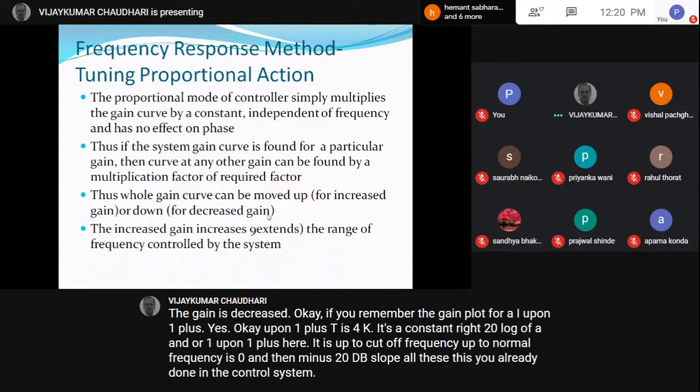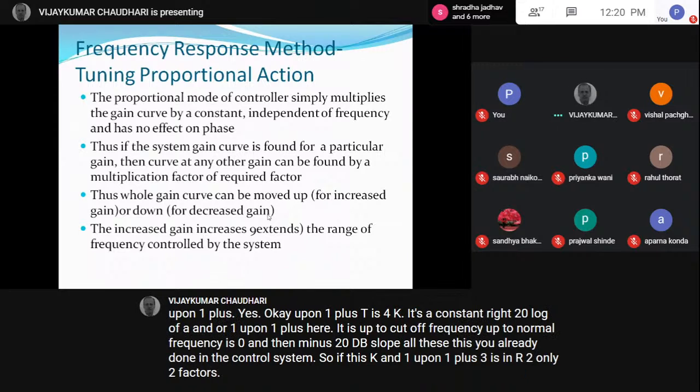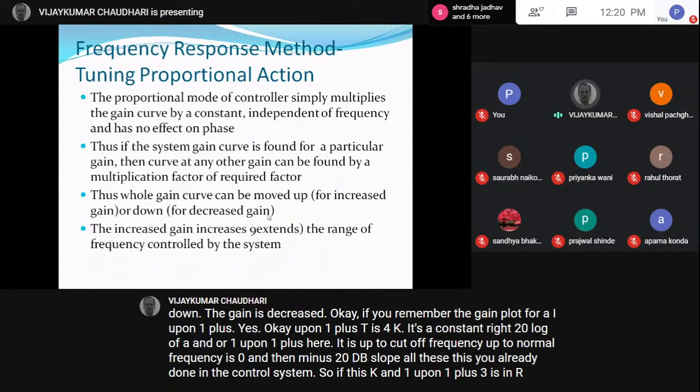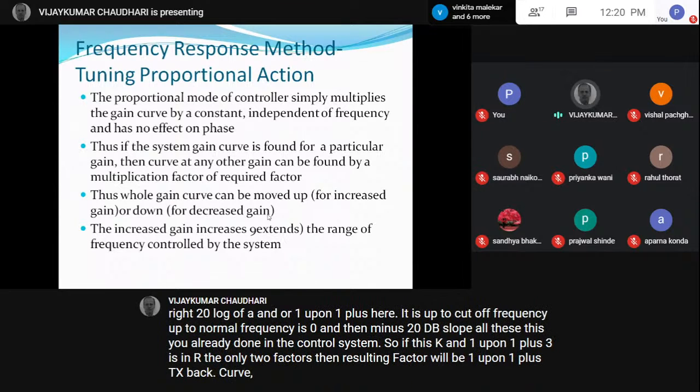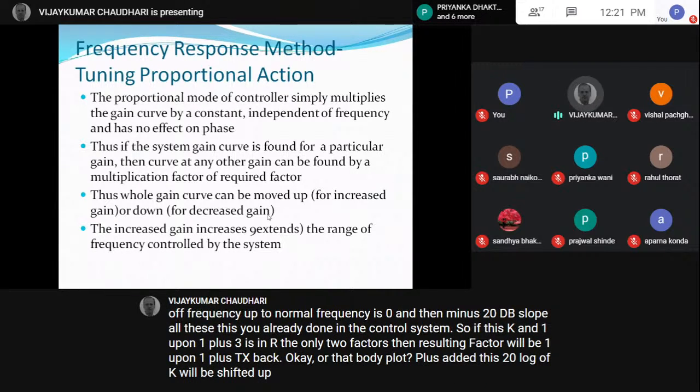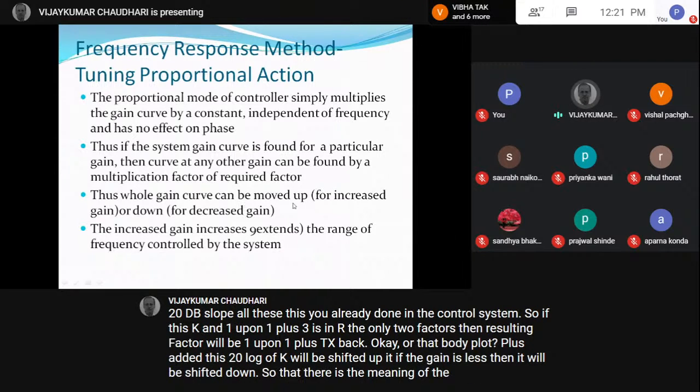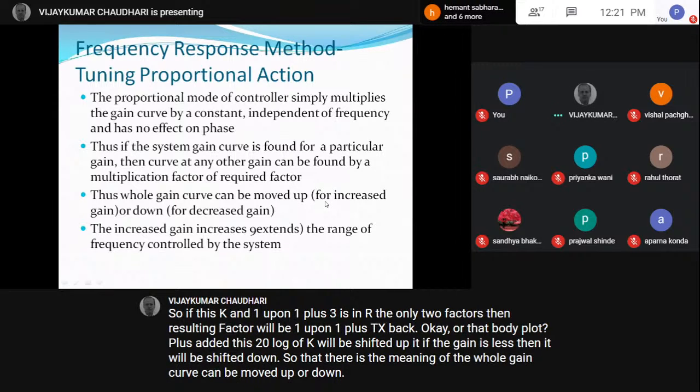So if this K and 1 upon 1 plus Ts are the only two factors, then the resultant will be the Bode plot of 1 upon 1 plus Ts plus this 20 log of K added, so it will be shifted up. If the gain is less, then it will be shifted down. So that is the meaning of the whole gain curve being moved up or down: moved up for increased gain and moved down for decreased gain.